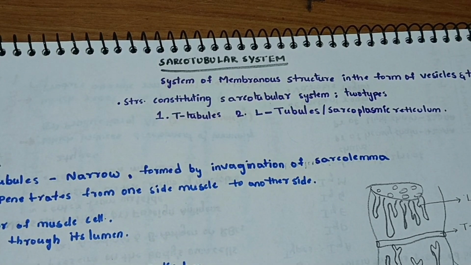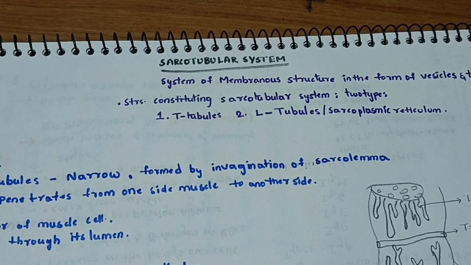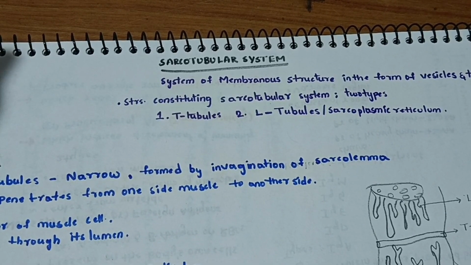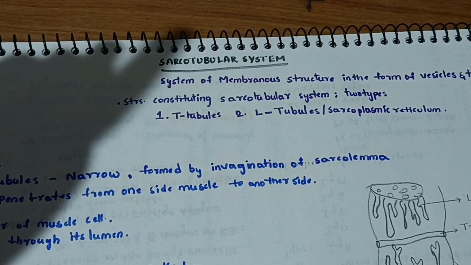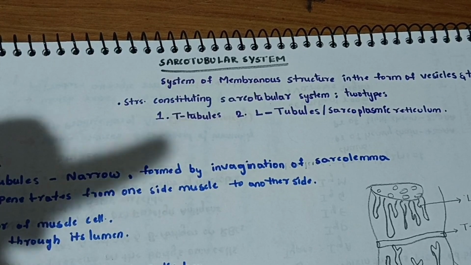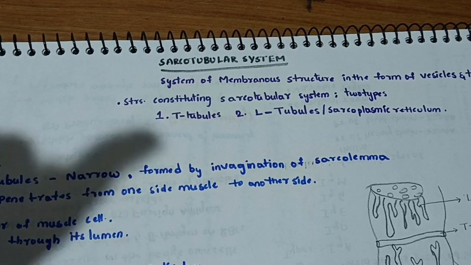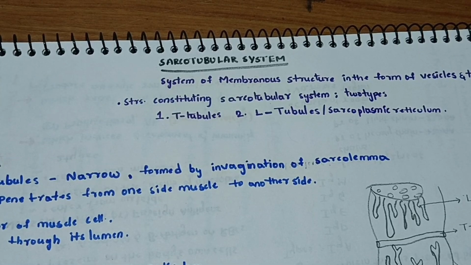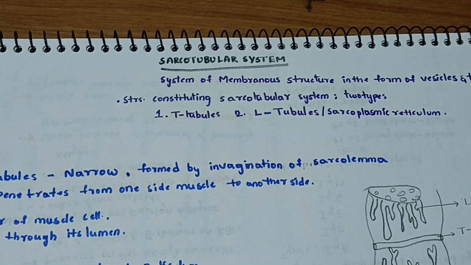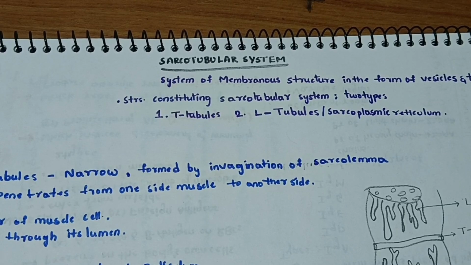The structures constituting the sarcotubular system are of two types. What are they? The T-tubules and the L-tubules. The T-tubules are transverse tubules, and the L-tubules, the longitudinal tubules, are also known as sarcoplasmic reticulum. So the sarcotubular system is a system of membranous structure in the form of vesicles and tubules, constituted by T tubules and L tubules.